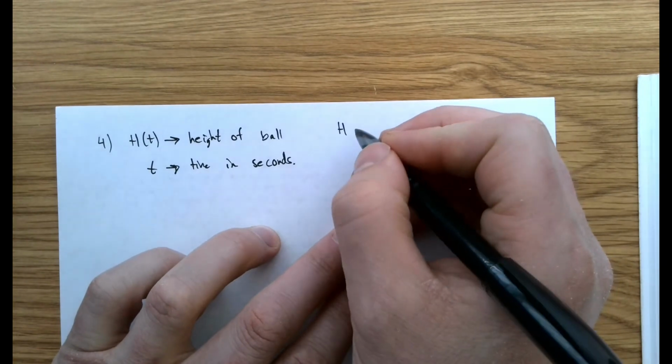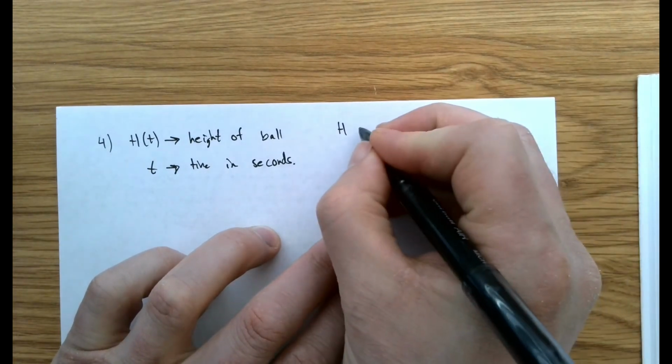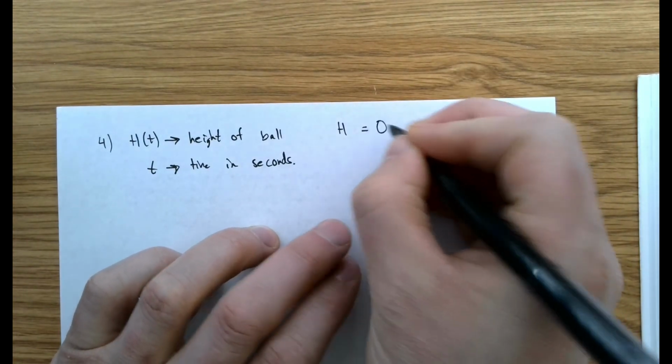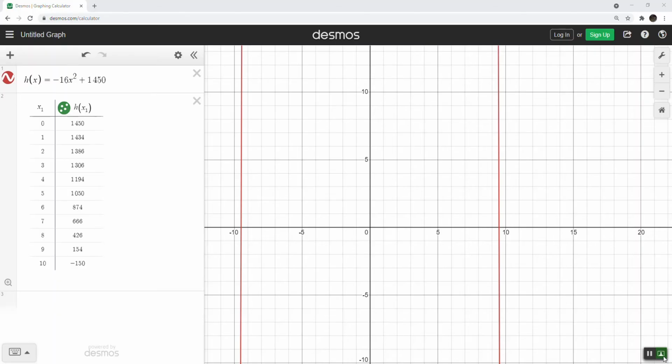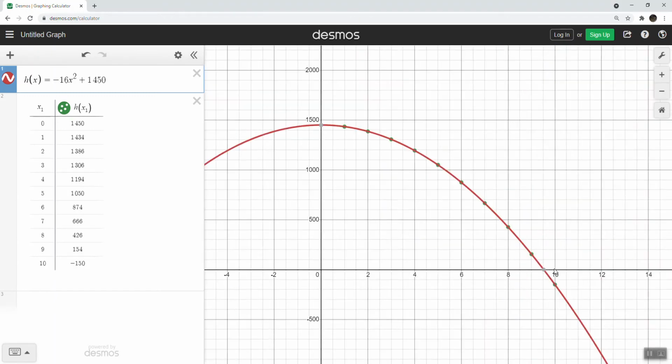If we were 1,450 feet above the ground, that means it would be a 0 value. So then we've got to figure out, well, when is that? So if we look back at our table in Desmos, we can say, well, it's between second 9 and second 10. And this is where the graph becomes super awesome. We could go straight to this graph, and we could see it right there. We can get a more precise value.